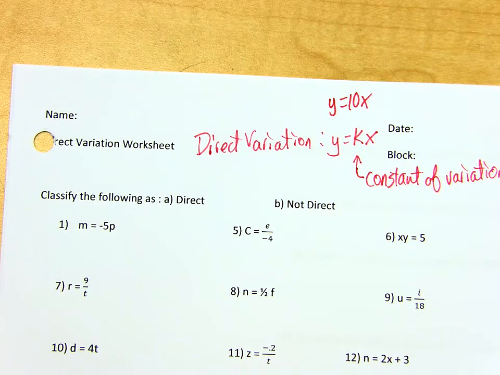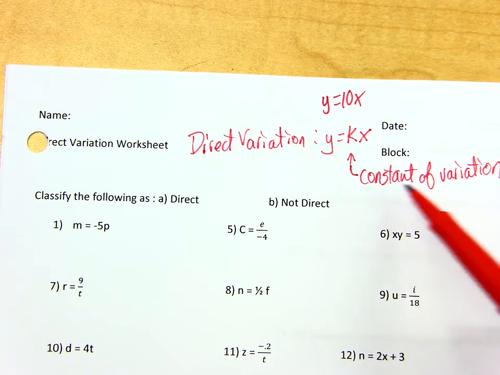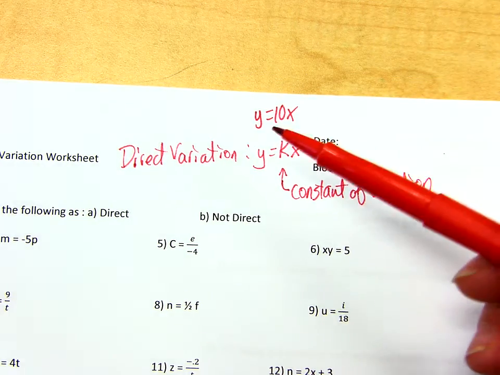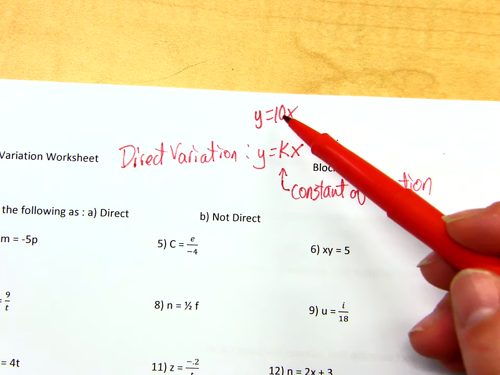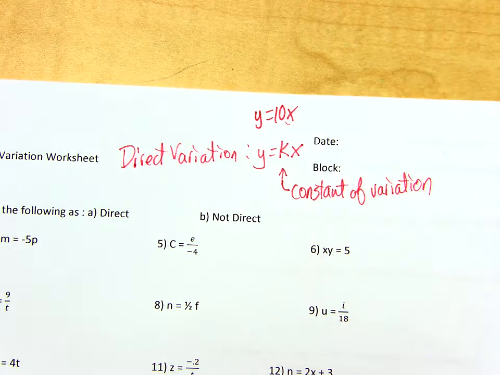Okay, so we've just been talking about direct variation. We have our formula here, y equals kx. K is just the constant of variation. And then we gave the example, if you work at a job and you make $10 an hour, 10 would be your constant of variation. X would be the number of hours you work, and Y is your total pay.